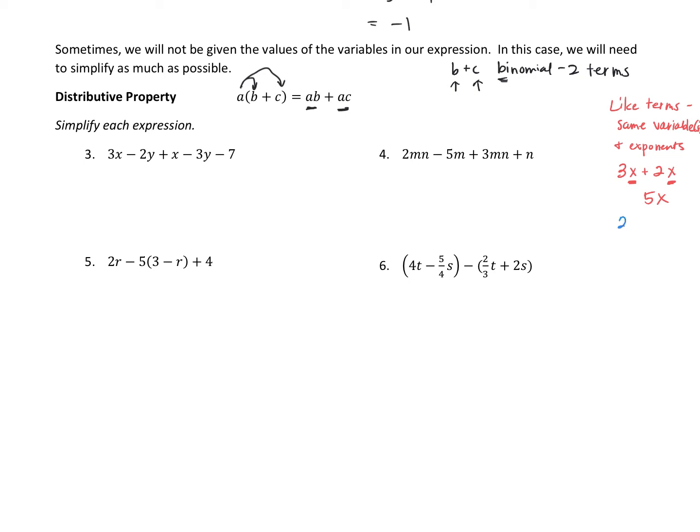Another example could be 2x squared y plus 2x squared y. What you look at is all of the variables and exponents, and you see if they are the same, right? Notice we have an x and a y in both of them. The x is squared in both of them. The y is just by itself or raised to the first power. So those are like terms. If you have 2 of those and you add 2 more of those, you get 4 of those. So you have 4x squared y. So both of those are examples of like terms.